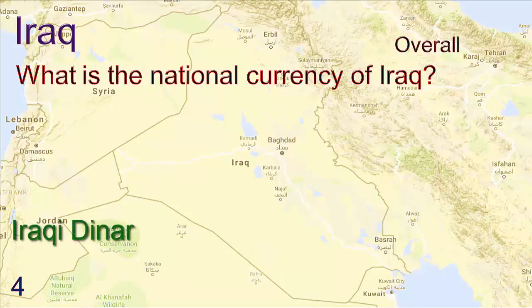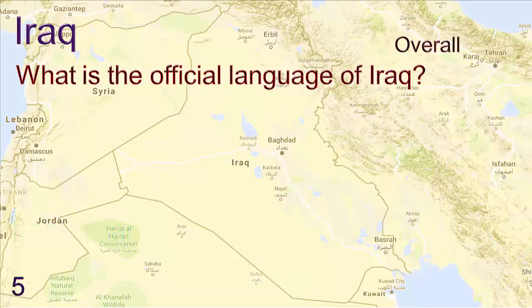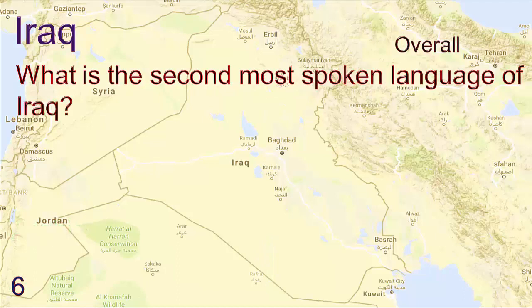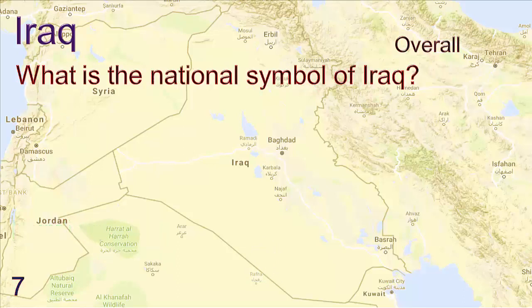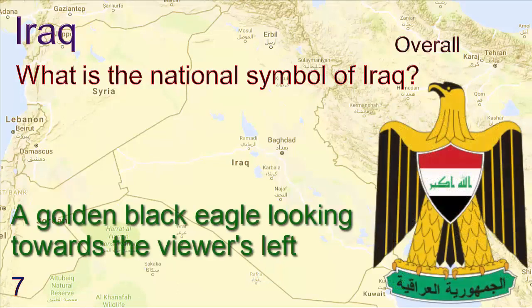What is the national currency of Iraq? Answer is Iraqi dinar. What is the official language of Iraq? Arabic. What is the second spoken language of Iraq? Kurdish. What is the national symbol of Iraq? A golden black eagle looking towards the viewer's left.